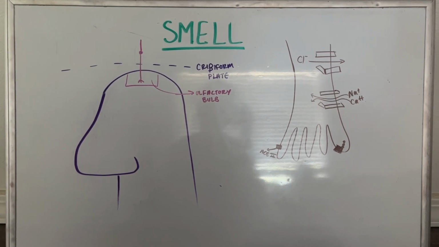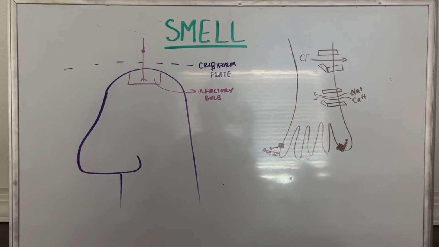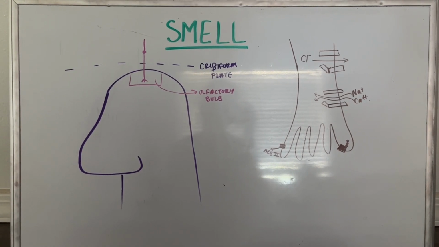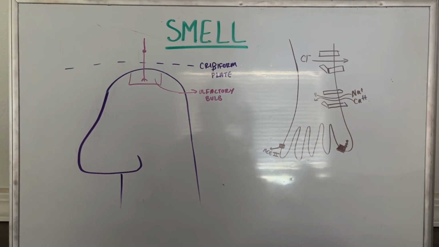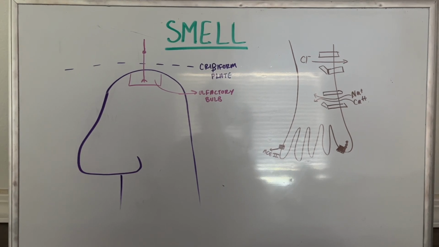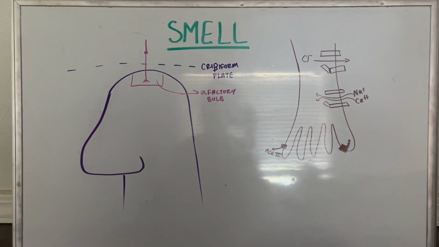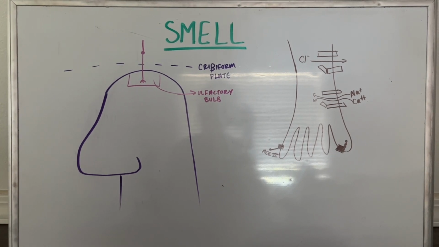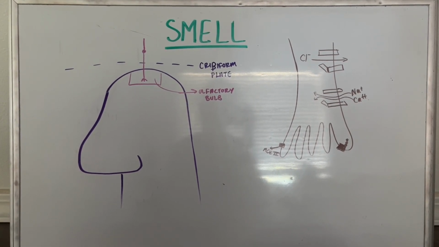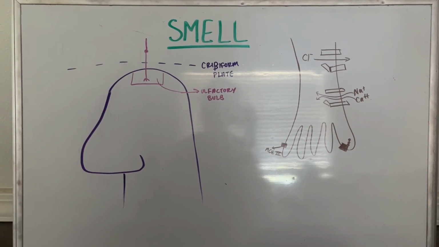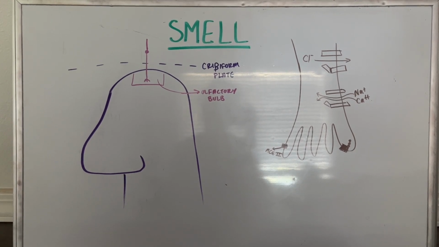Olfactory sensory neurons synapse with neurons in the olfactory bulb that extend to the olfactory cortex. Signals pass to the temporal lobe for odor perception or to areas in the frontal lobe associated with the limbic system, generating emotions related to the smell. Olfaction is unique among the major senses in that it does not pass through the thalamus.